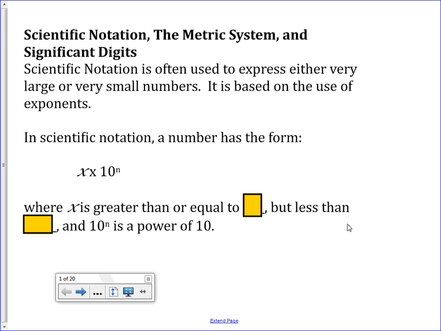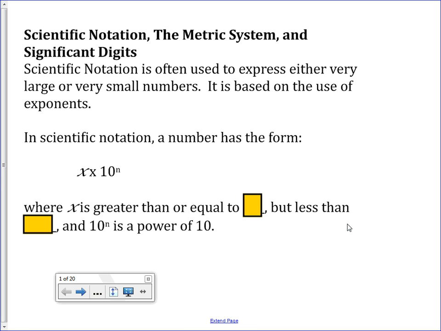In this video, we will go through scientific notation, the metric system, and significant digits. With scientific notation, this may be review for a lot of you. For some of you, it may be a little fuzzy in your brains. For some of you, it may be new material, but we'll take some time to go through it nonetheless and refresh ourselves about how to properly express numbers in scientific notation.